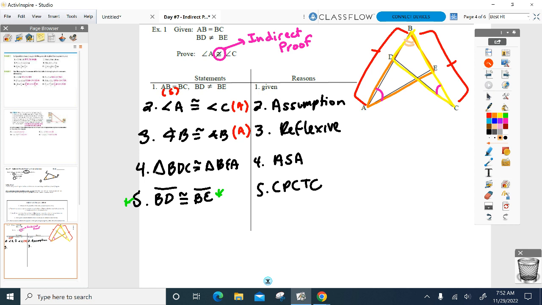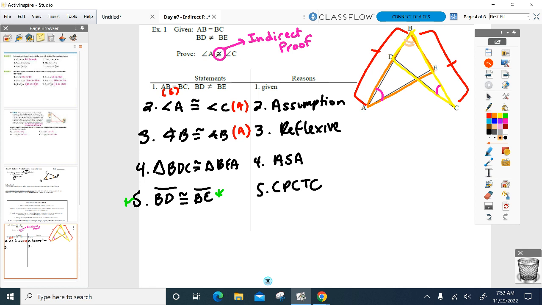Is this a true statement? No, because that one was. This is false. But wait a second. This is false. What led us here? Even before then, what started this whole journey to get to BD equal to BE? That we assumed A was equal to C. So is this true? No. So if this is false, what's got to be true then? The opposite, which is A is not equal to C.